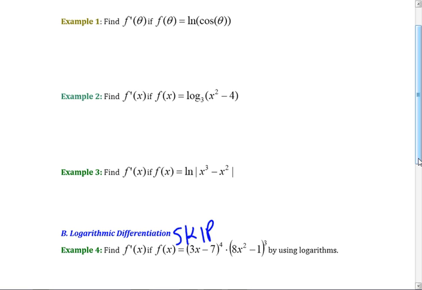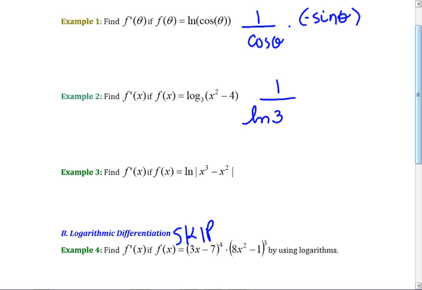What is this? It's 1 over what? Cosine of theta times what? Negative sine of theta. You can make it negative tangent. Who cares? How about this next one? Okay, so it's 1 over the natural log of your base times 1 over the function, times the derivative of the function. 2x.